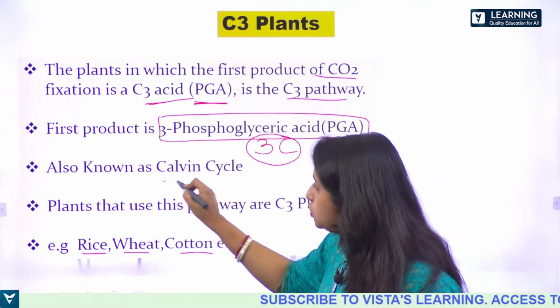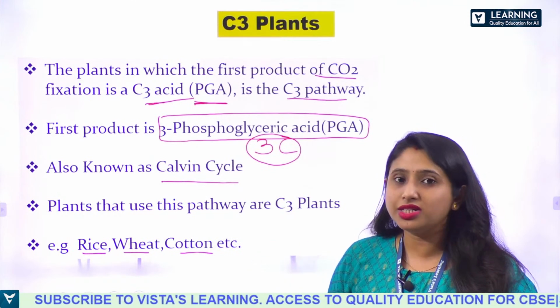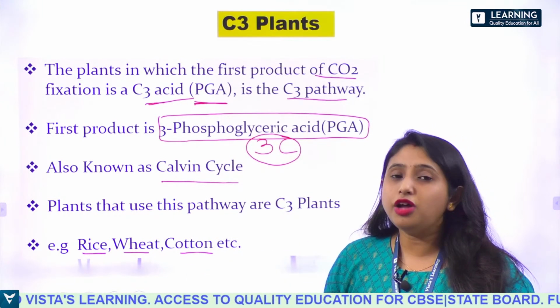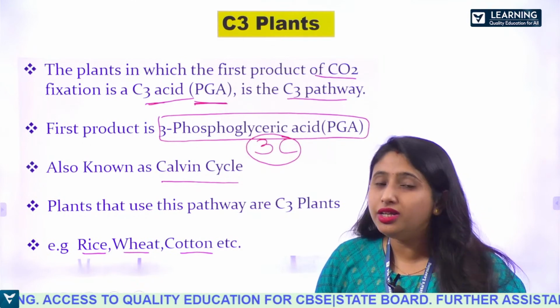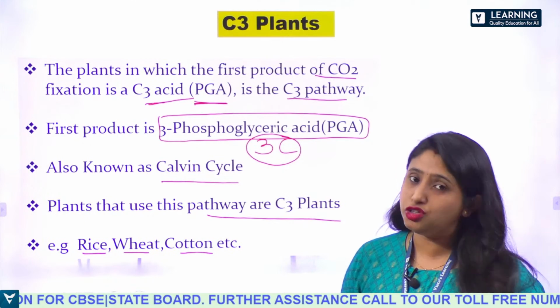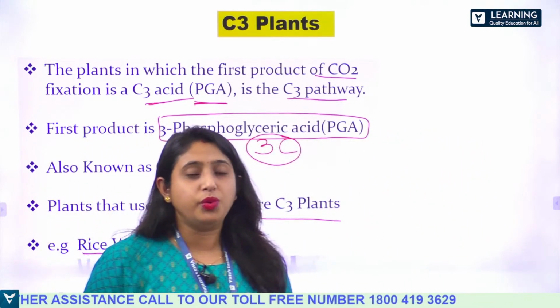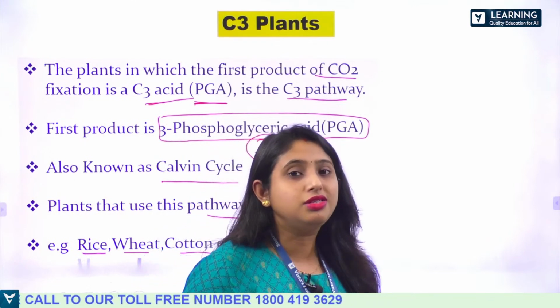It is also known as the Calvin cycle. You know why? Because it is named after the scientist Melvin Calvin. The plants that use this pathway are called C3 plants. Those plants using this pathway are known as C3 plants.